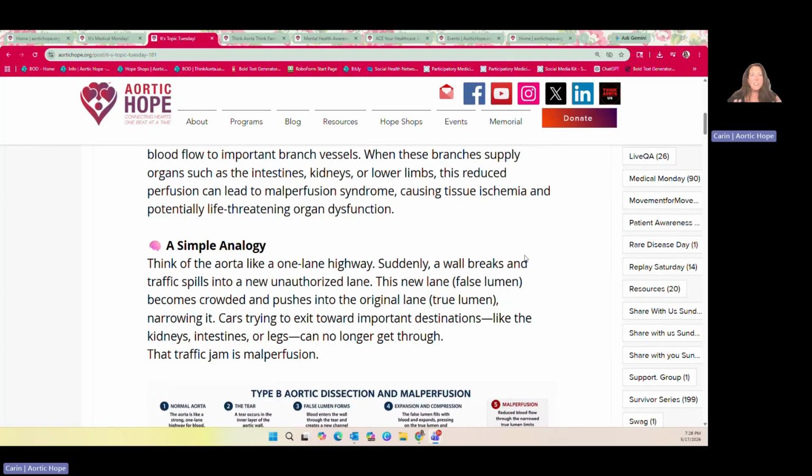So think of the aorta like a one-way highway, okay? Suddenly a wall breaks and traffic spills into a new lane that nobody ever knew existed. The new lane, or false lumen, becomes overcrowded with cars, and it starts pushing into the actual lane on the highway and narrows the only functioning lane. Like when cars are going down the road and you see the arrow, go into the left, and all these people try to push into the actual lane and it smushes it, especially at the end when nobody wants to let you in. They just become jammed up. Cars trying to exit towards their destinations aren't getting through.